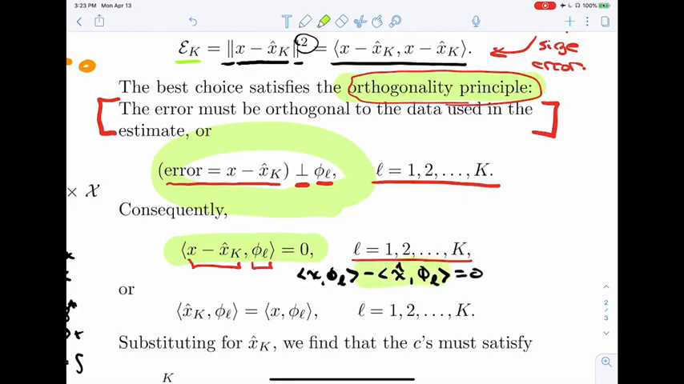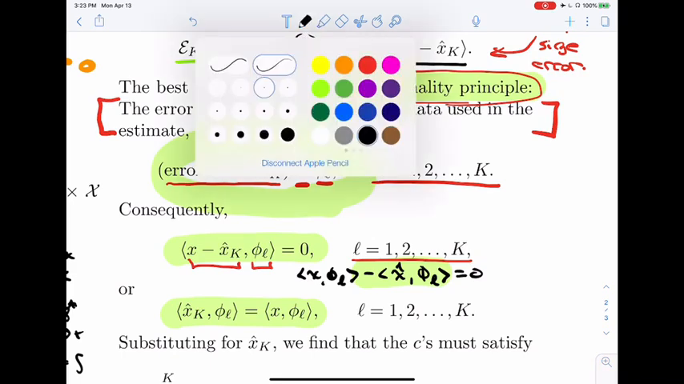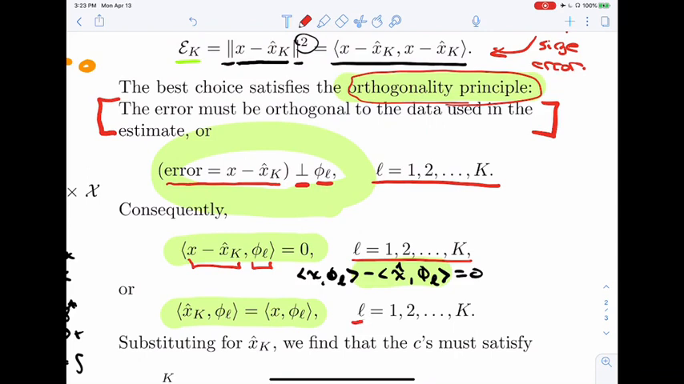I'm just going to take one of these terms, the minus inner product of x hat with phi L, and bring it to the other side. That gives me this expression. The inner product of x hat with phi L has to be equal to the inner product of x with phi L. And it doesn't have to be there just one time. It doesn't have to be there just for one of the basis functions. It has to be true for all of the basis functions, so that has to be true for L equals 1 to cap K.